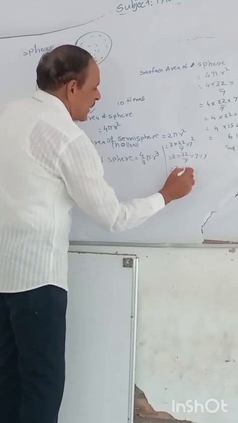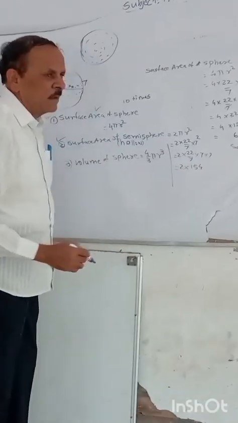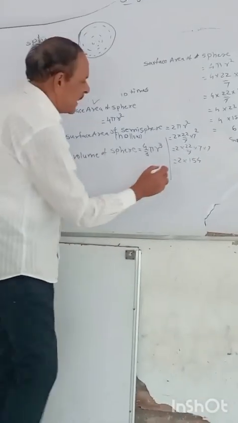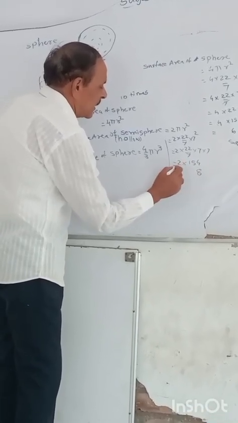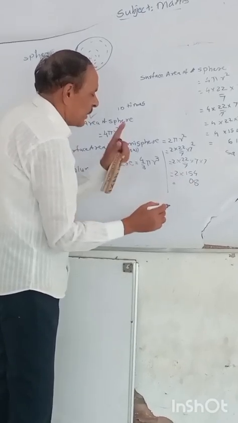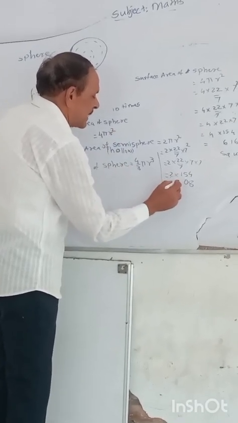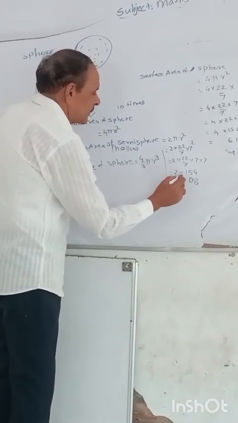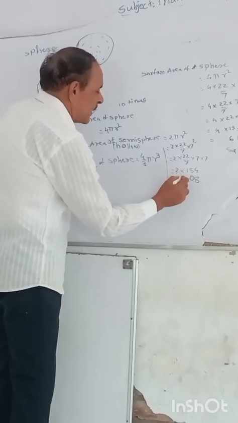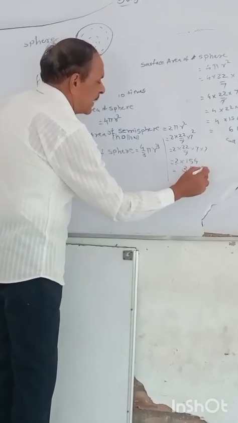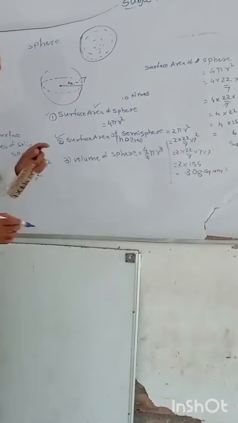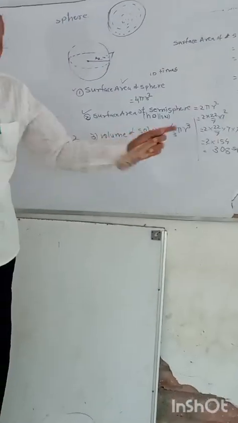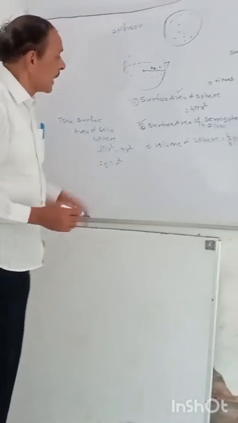That comes to 154. And to make the double of it, 2 fours are 8, 2 fives are 10, carry 1, 2 ones are 2 and this 1 makes 3. So 308 square unit, because no unit is mentioned here.